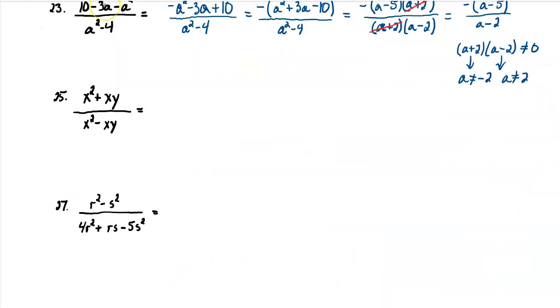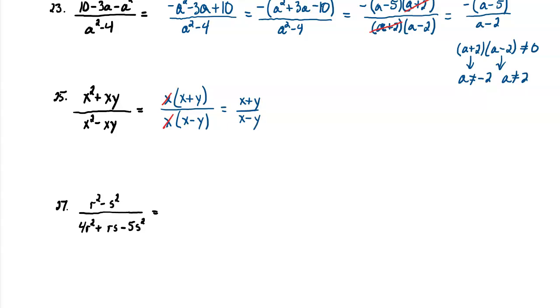Number 25, the top has a GCF of x. And then in parentheses, it's x plus y. The bottom also has the same GCF, x, but this time in parentheses, it's x minus y. Now the canceling. X cancels x. And the final result is x plus y over x minus y.